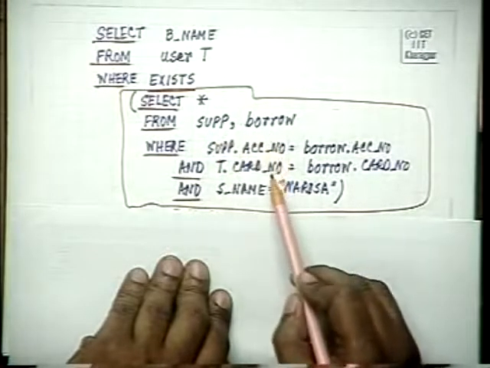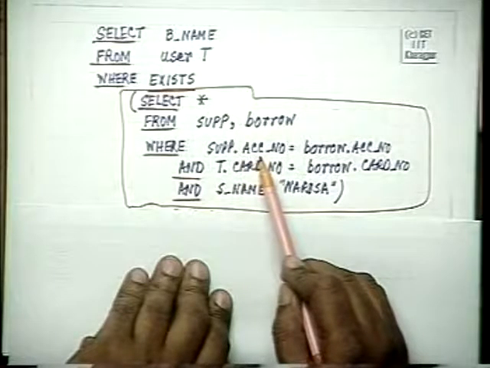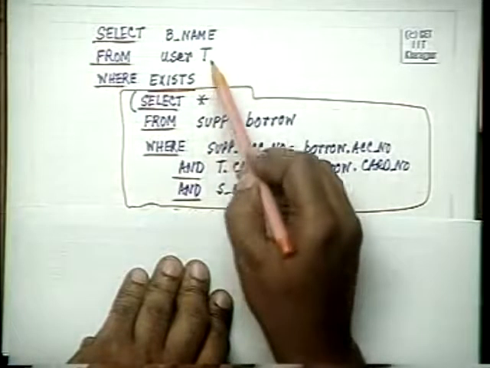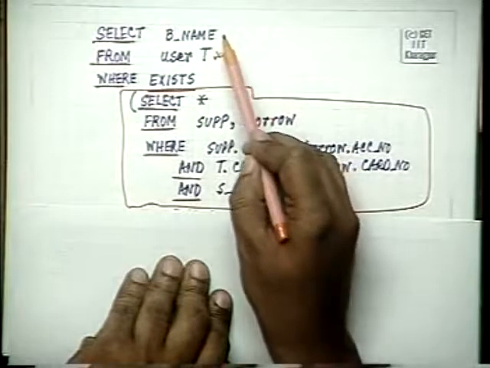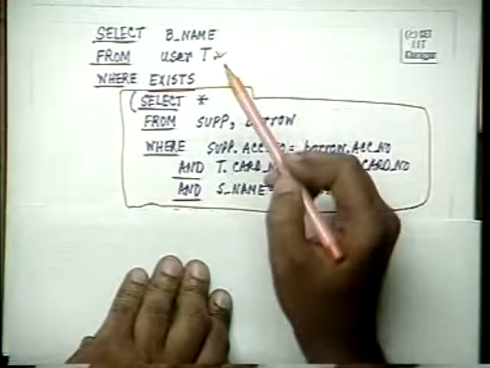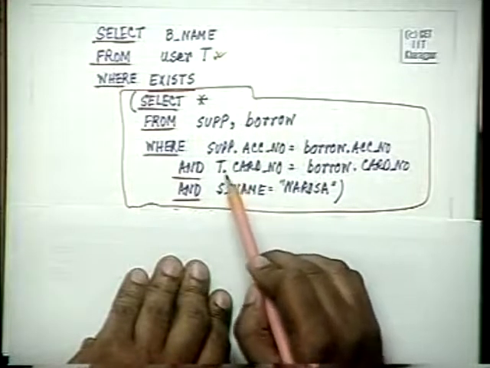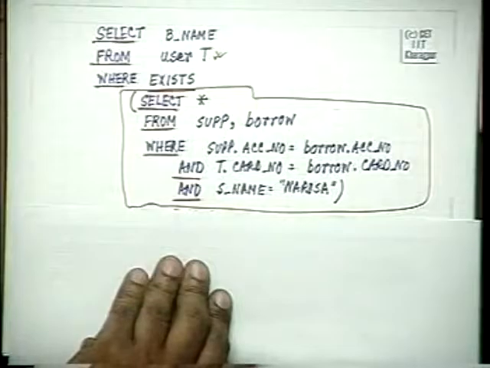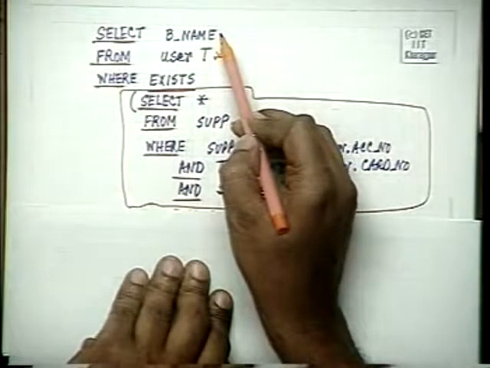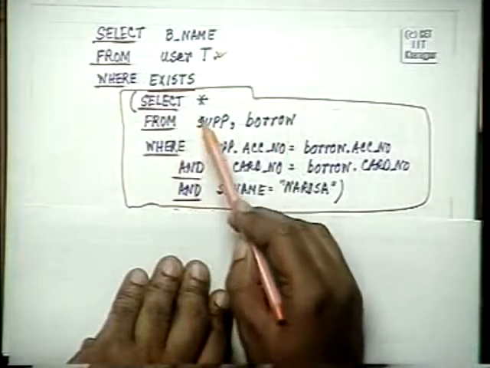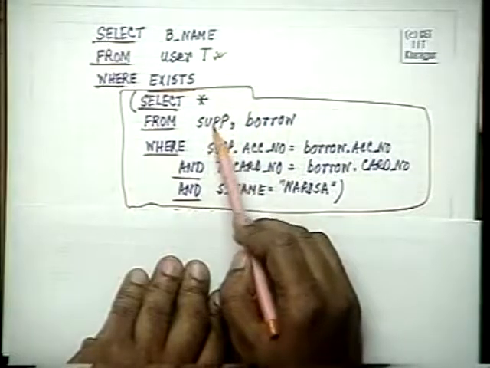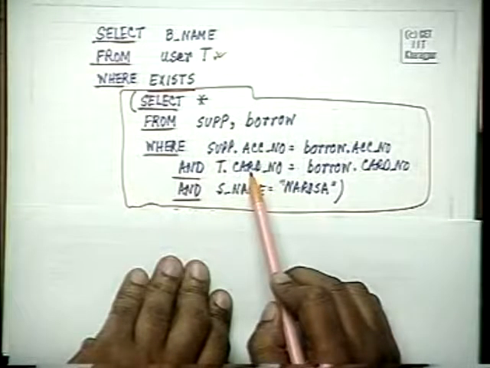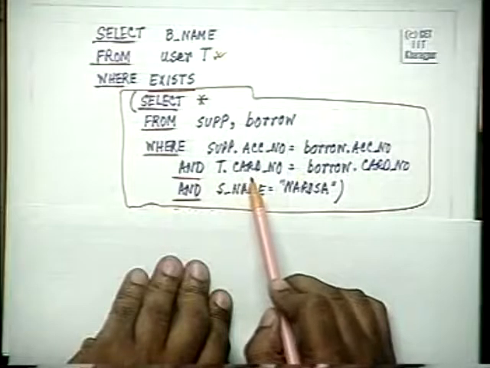Supplier and borrow have accession number as the common attribute, and T dot card number, T is this fellow. So I want the name. Suppose in my whole answer the name Vijay is there, then for Vijay, Narosa has supplied some book. This will return the set of all tuples of supplier cross borrow such that Narosa has supplied a book which is currently issued to Vijay.